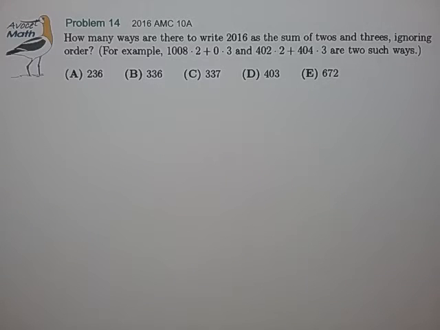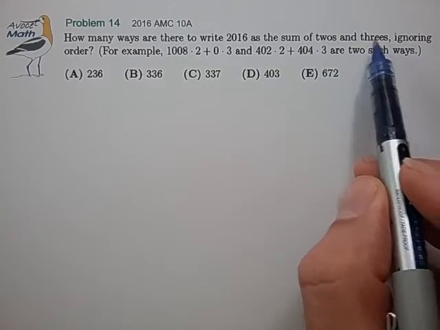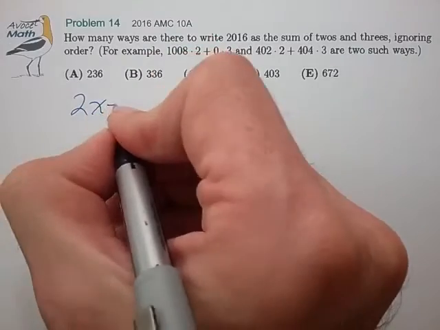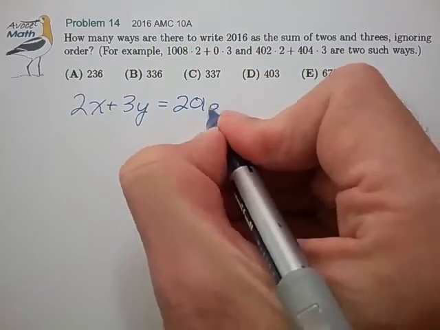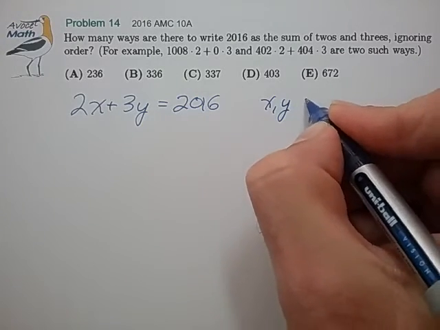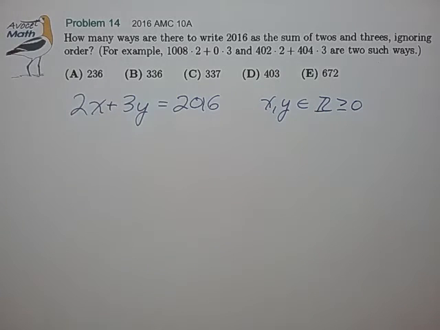So let's try to write this in math terms. We have products of 2's and 3's adding to 2016. So that's essentially 2x plus 3y is equal to 2016. And we're trying to find x and y that are integers greater than or equal to 0.